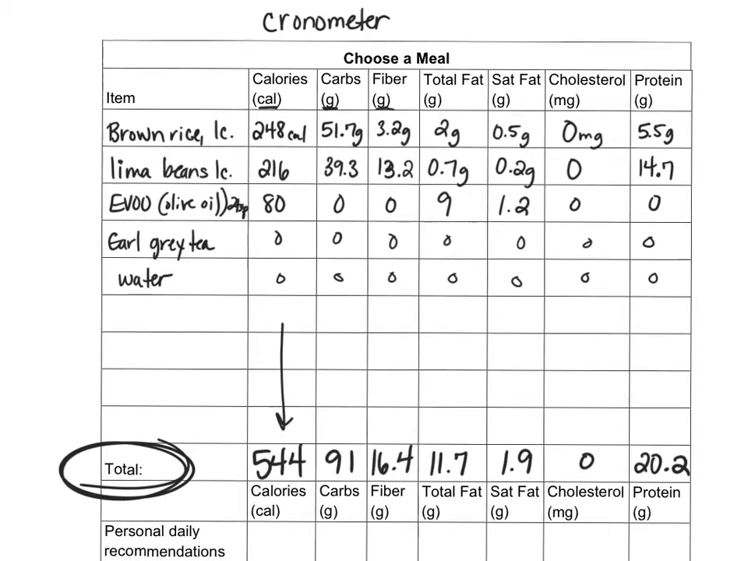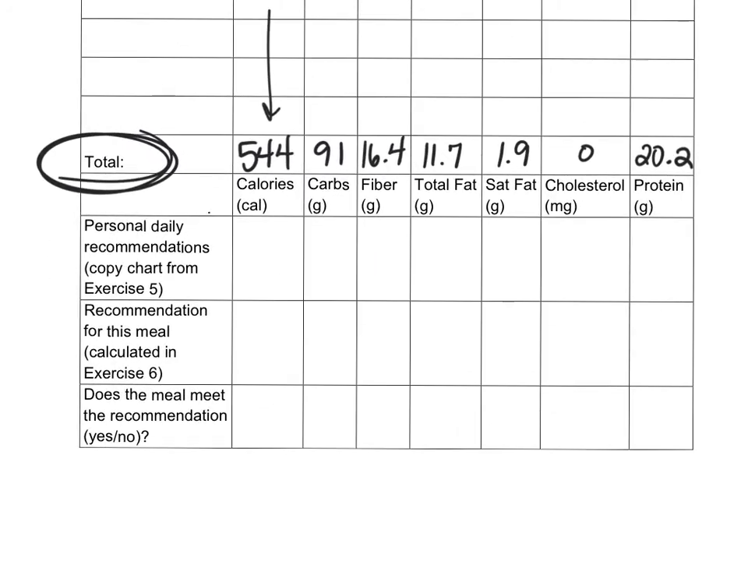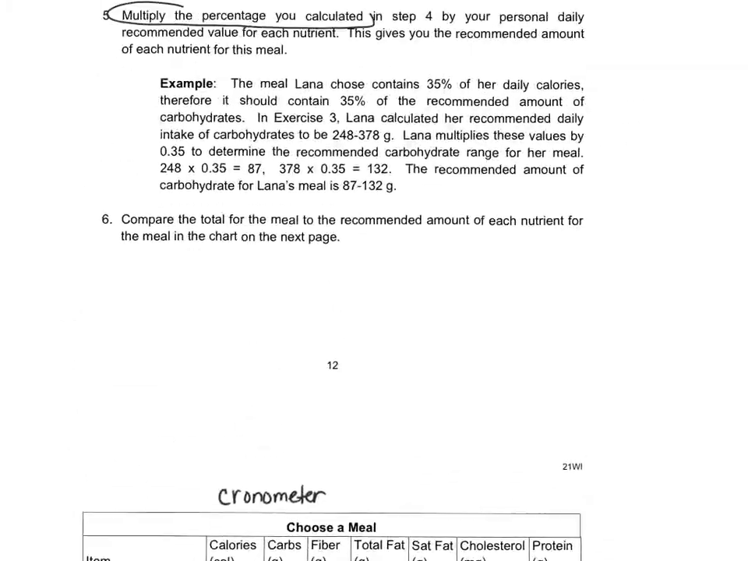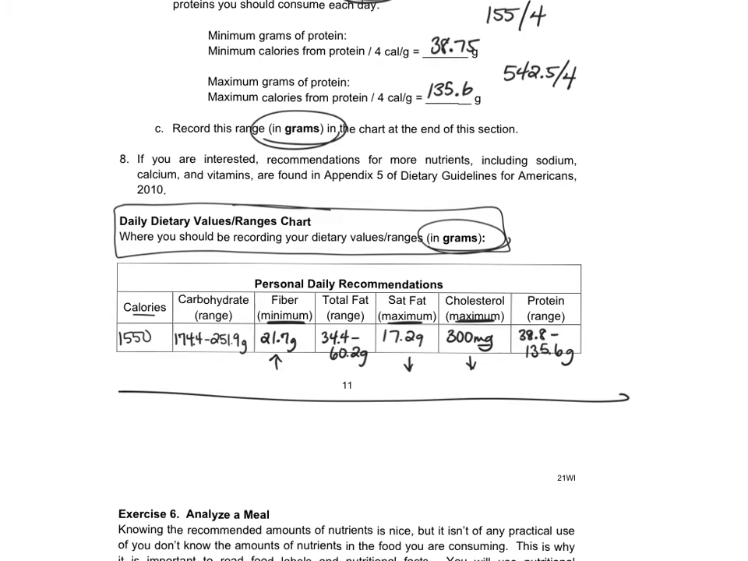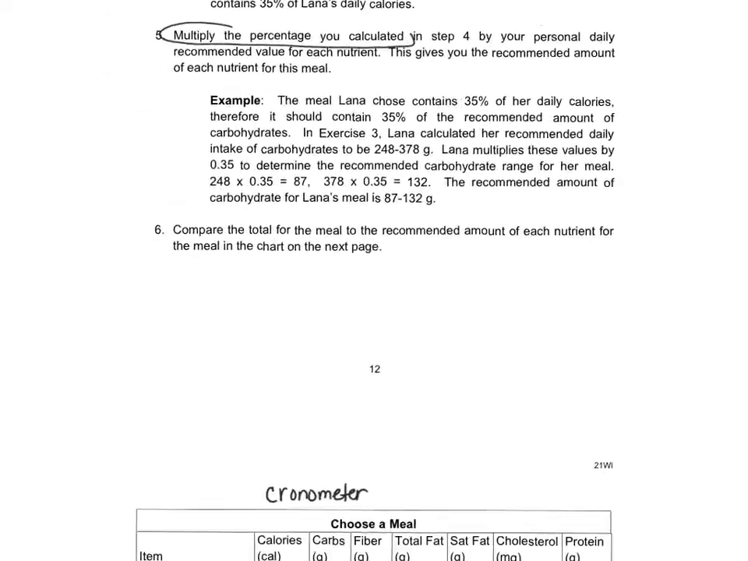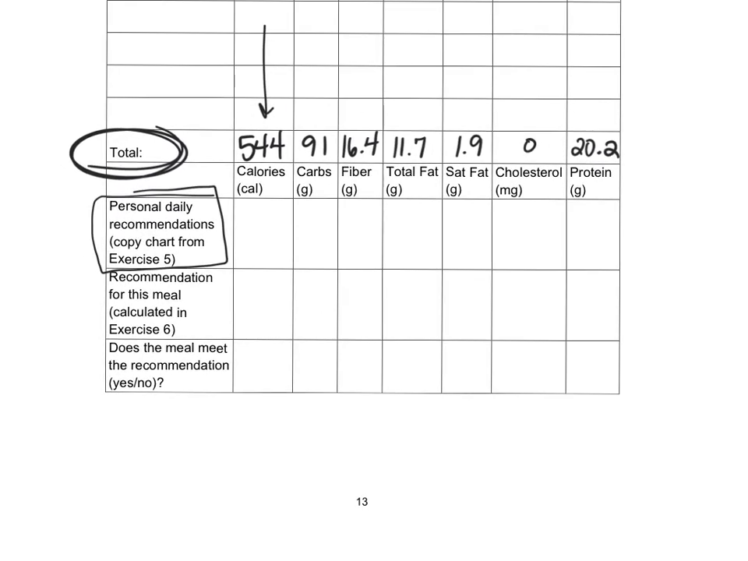So I'm going to do that down here and show you what that means. This right here, personal daily recommendations, is literally just copying the chart that we had up on the previous page. So I'll just go up here, this chart right here. This is just making sure that you have this chart available all on the same page so it's easier to do your math. So you're literally going to just take these numbers and move them down there. So I'm going to do that and then be right back.